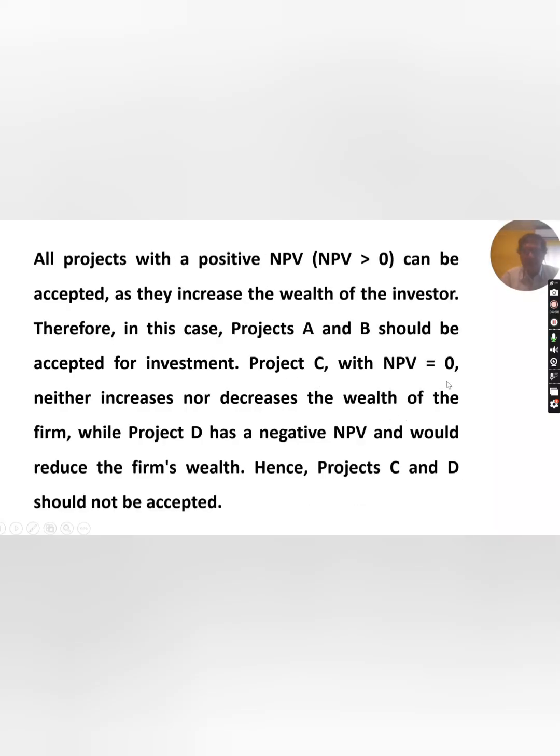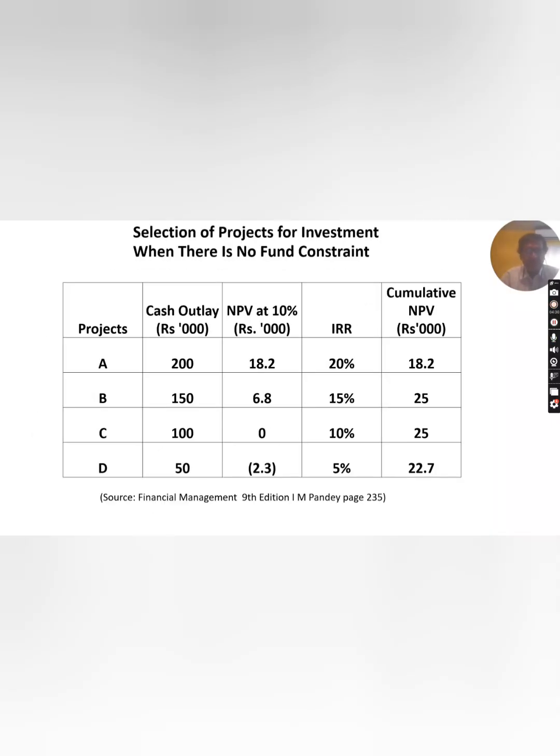Project C with NPV equal to 0 neither increases nor decreases the wealth of the firm, while project D has a negative NPV and would reduce the firm's wealth. Instead of increase, it decreases the wealth. Hence, project C and D should not be accepted. Okay. Then in the case of no limitation of fund, no fund constraint, all the projects which have positive NPV should be accepted.